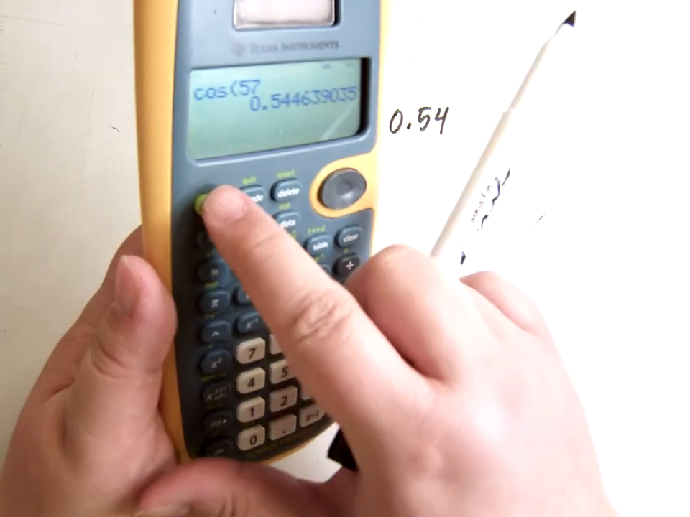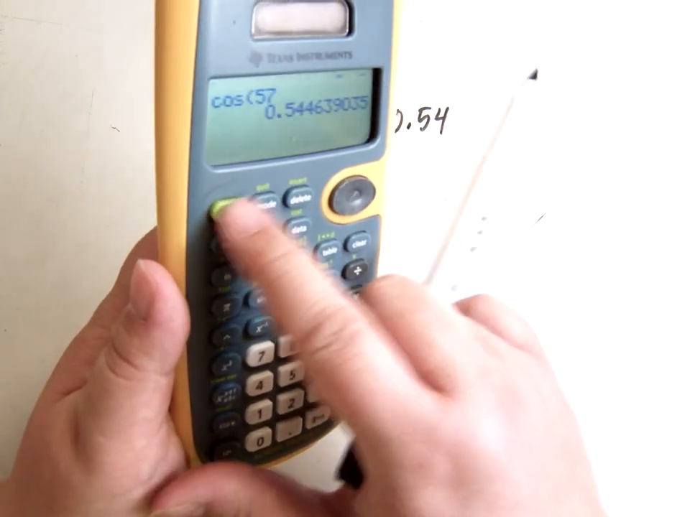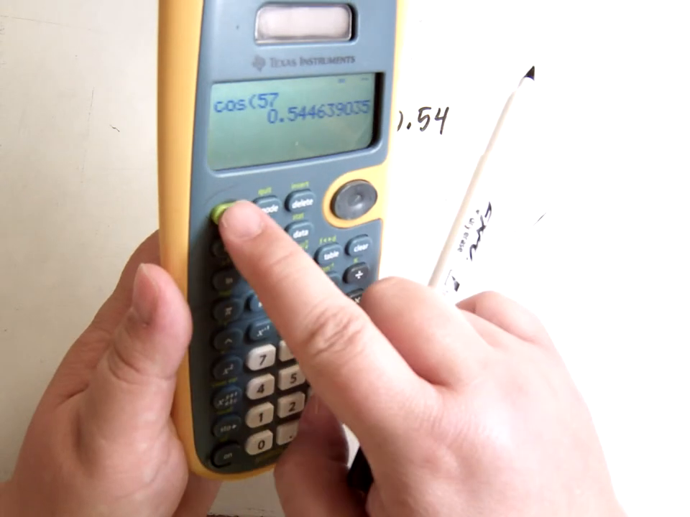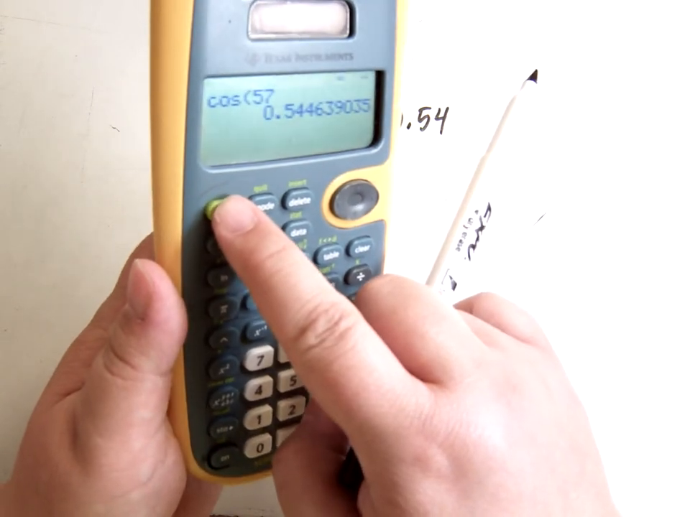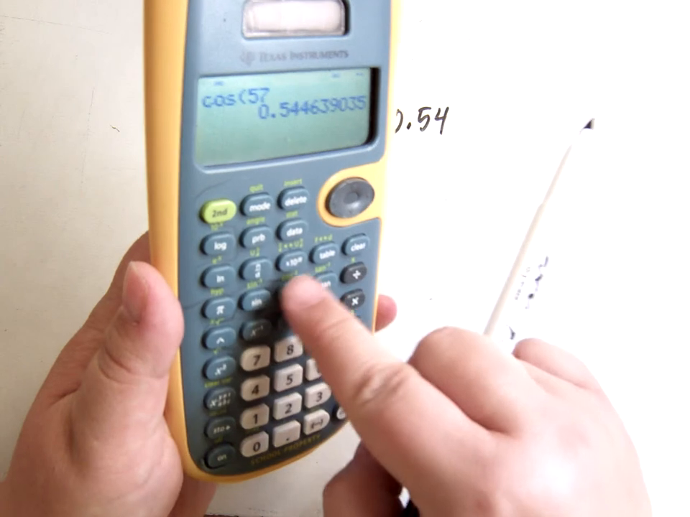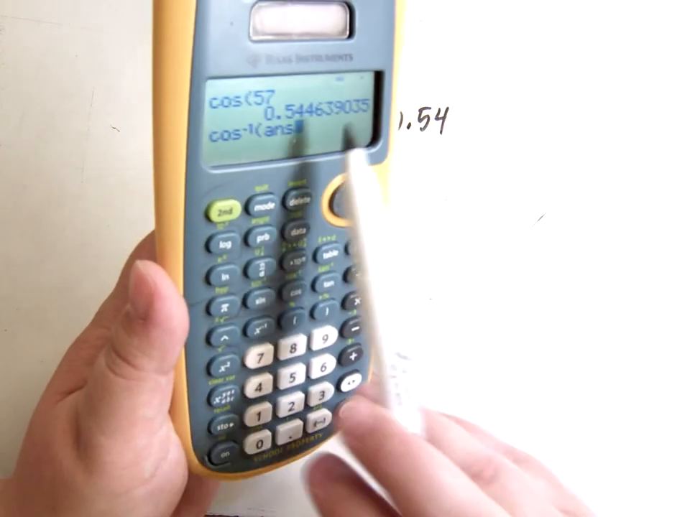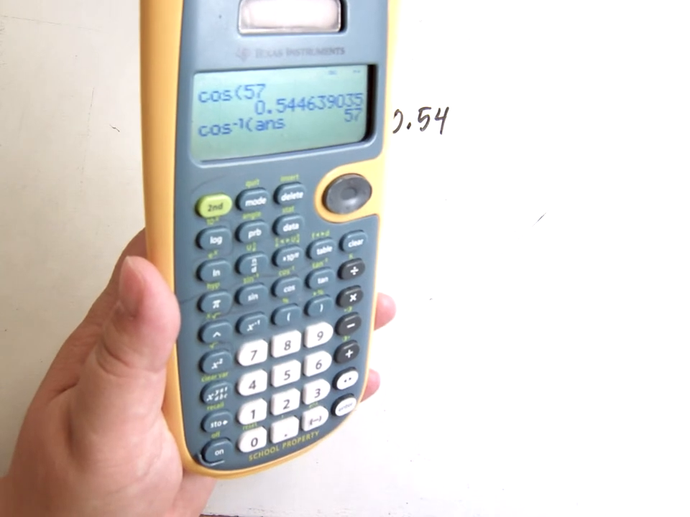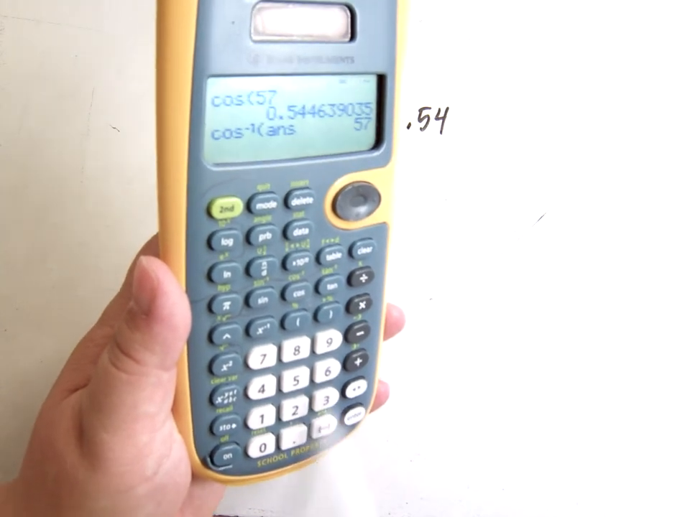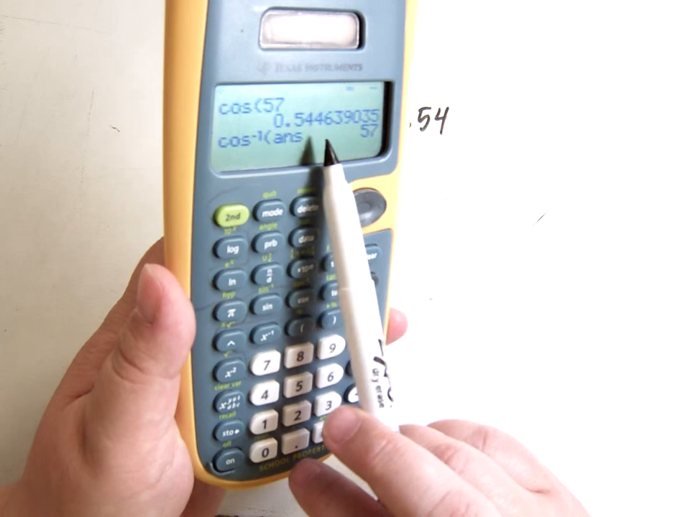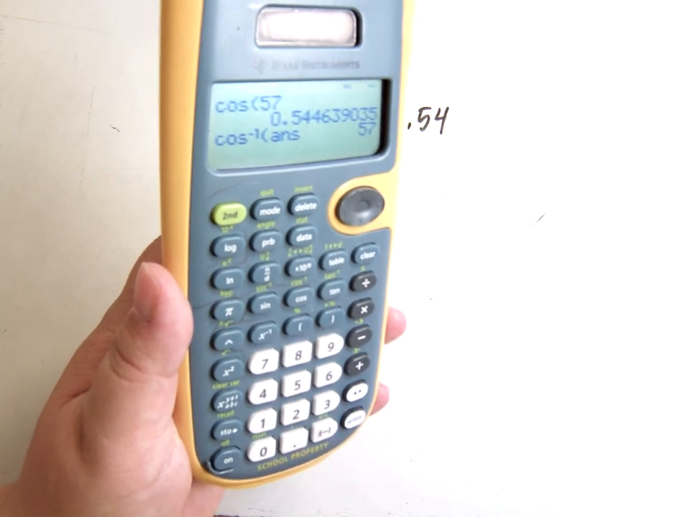If I do inverse cosine of that same number, as a matter of fact, I'm going to do it on my calculator so that it's exactly the same number, not the rounded one. I'm going to do inverse cosine, then I'm going to get the answer that I just used. I should get 57. It's saying the inverse cosine of 0.5446 and so on gives me 57.